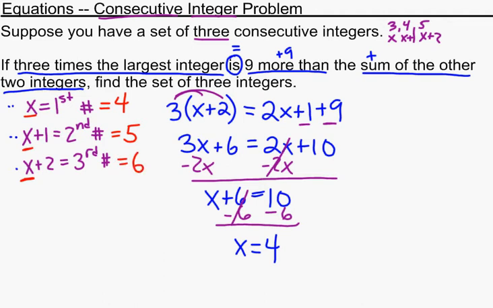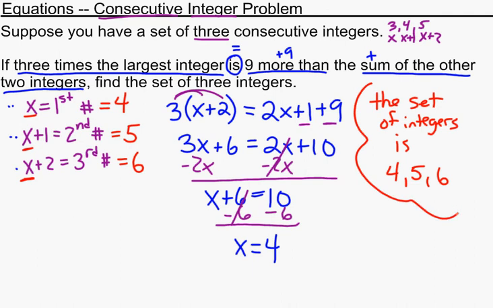So my final answer, I'd like to write it out nicely: the set of integers is 4, 5, and 6. That's the only set of numbers that's going to satisfy the conditions in the problem that I was given.